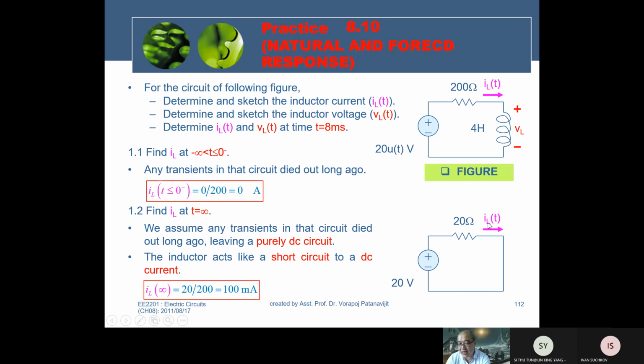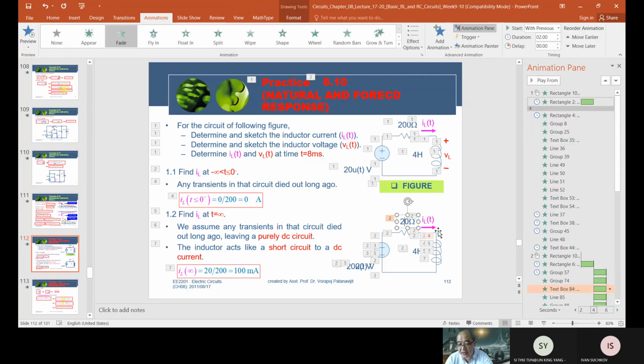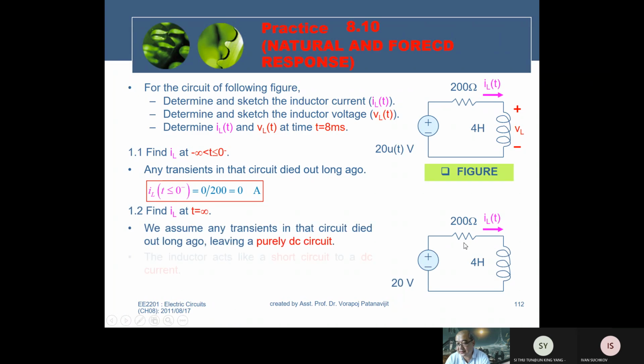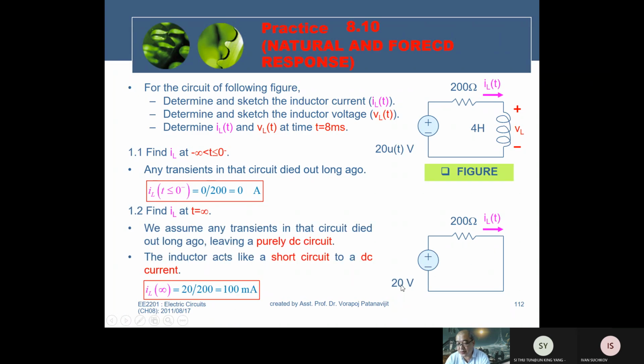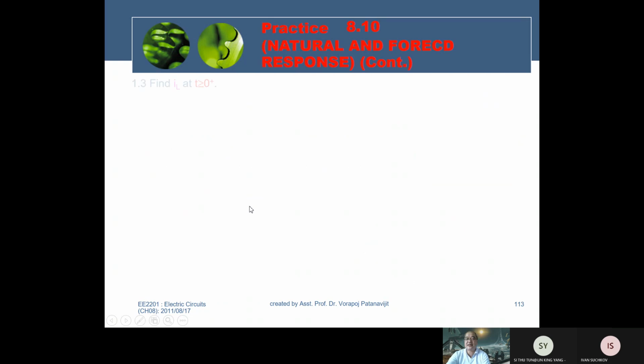If it's a short circuit here, I equals V divided by R, equal to 20 divided by 200 ohm. Sorry for that. It equals 0.1 amp, or 100 milliamp. And next step, determine IL for time greater than 0.